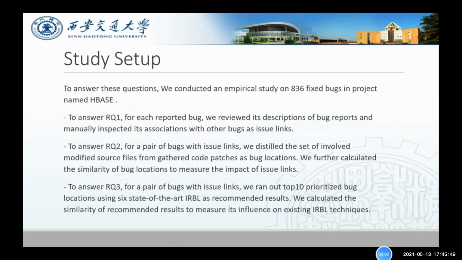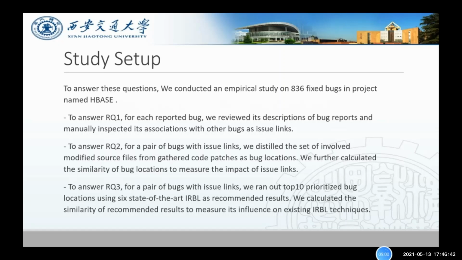Then, to answer these questions, we conducted an empirical study on 836 fixed bugs in a project named HBase. To answer RQ1, for each reported bug, we reviewed its bug report description and manually inspected its associations with other bugs as issue links. To answer RQ2, for a pair of bugs with issue links, we distilled the set of modified source files from gathered code patches as bug locations. We further calculated the similarity of bug locations to measure the impact of issue links.